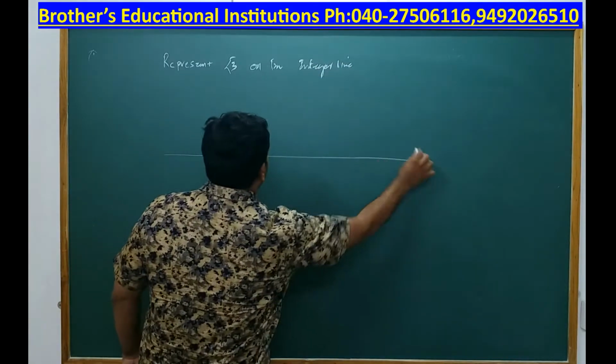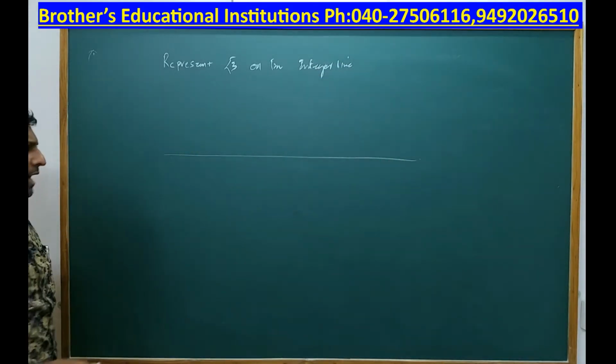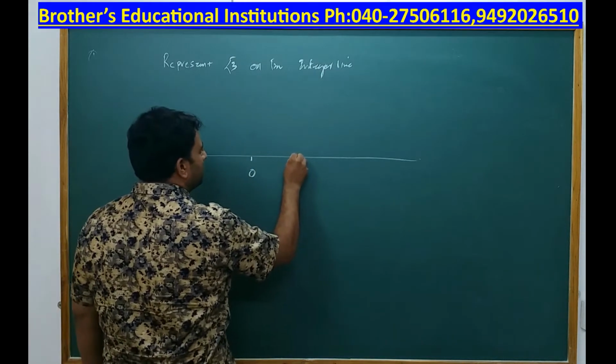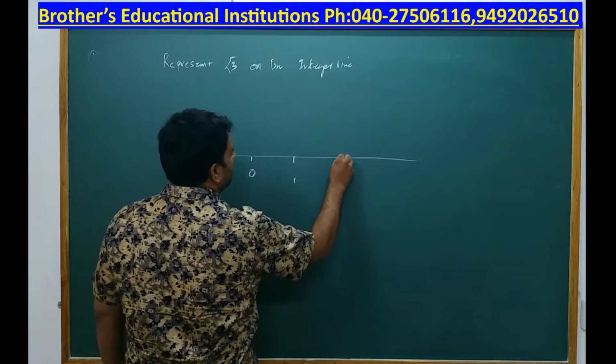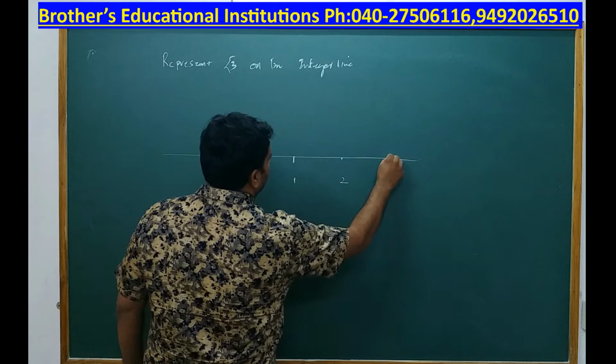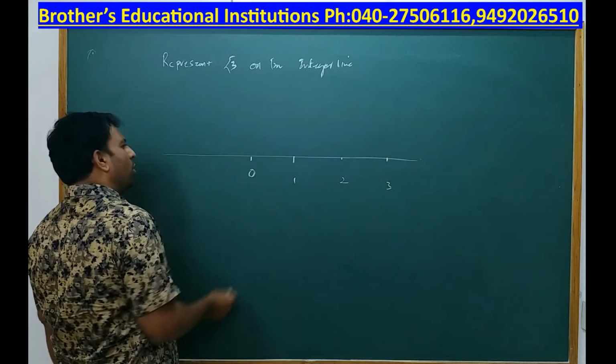What will I do? I will take an integer line. I will take these units. This is 0. I will point this. This is 1 unit. This is 2 units. This is 3 units. Negative side I am not drawing.